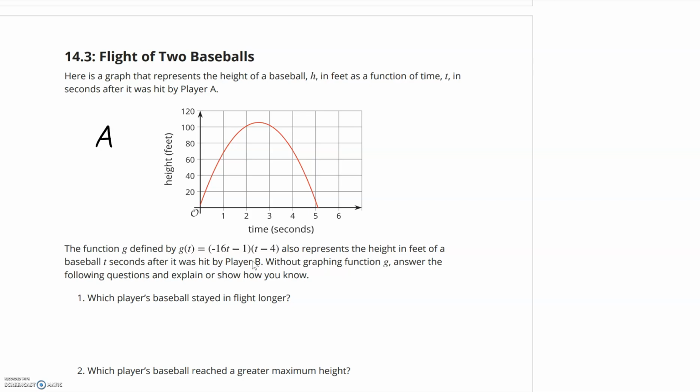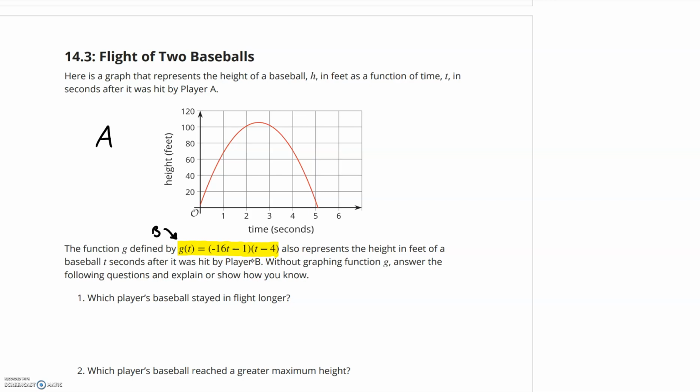Function g is defined by this function, g of t equals the quantity negative 16t minus 1 times the quantity t minus 4, and it also represents the height in feet of a baseball, in t seconds after it was hit by player B. So this function algebraically is player B. So without graphing the function, we want to answer the following questions and explain or show how you know.